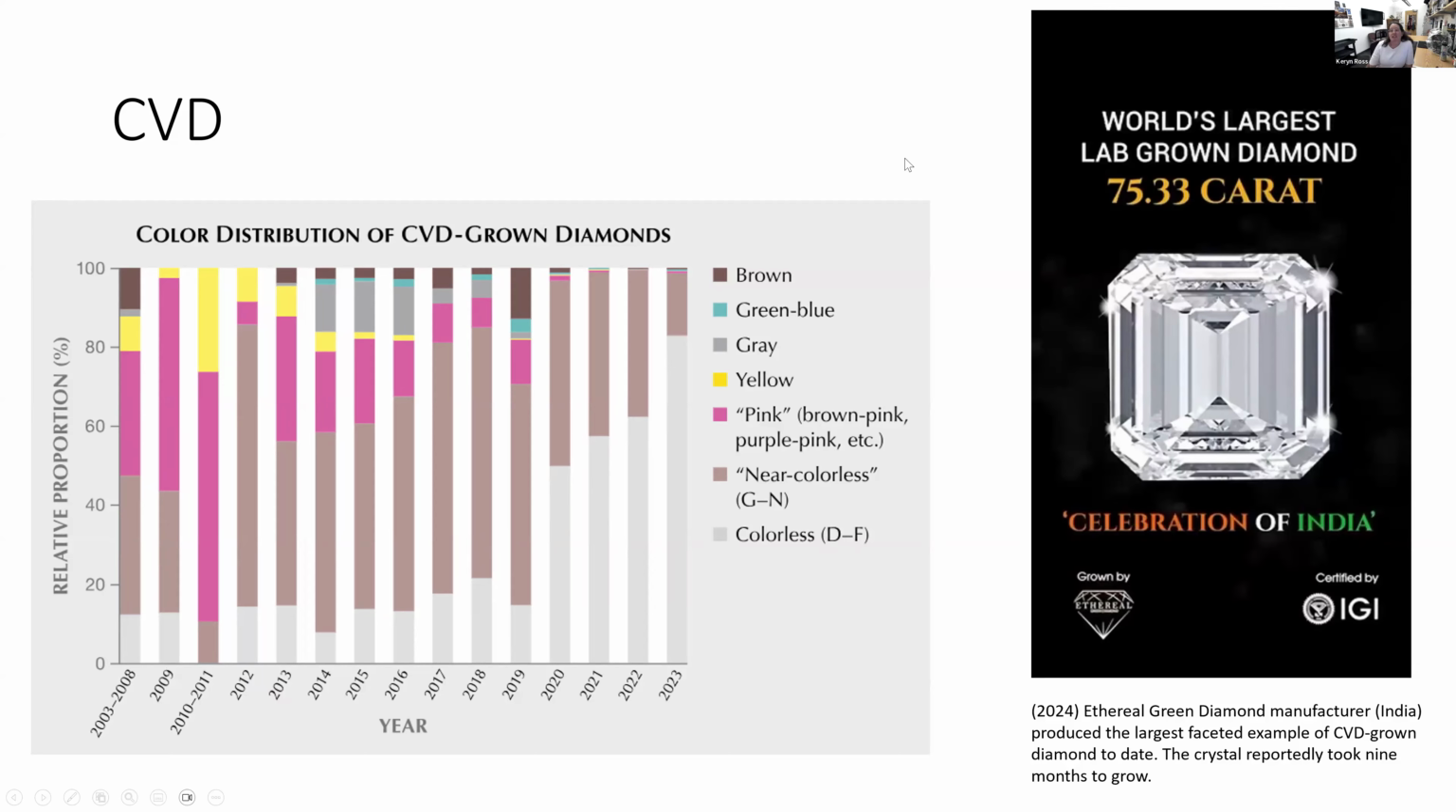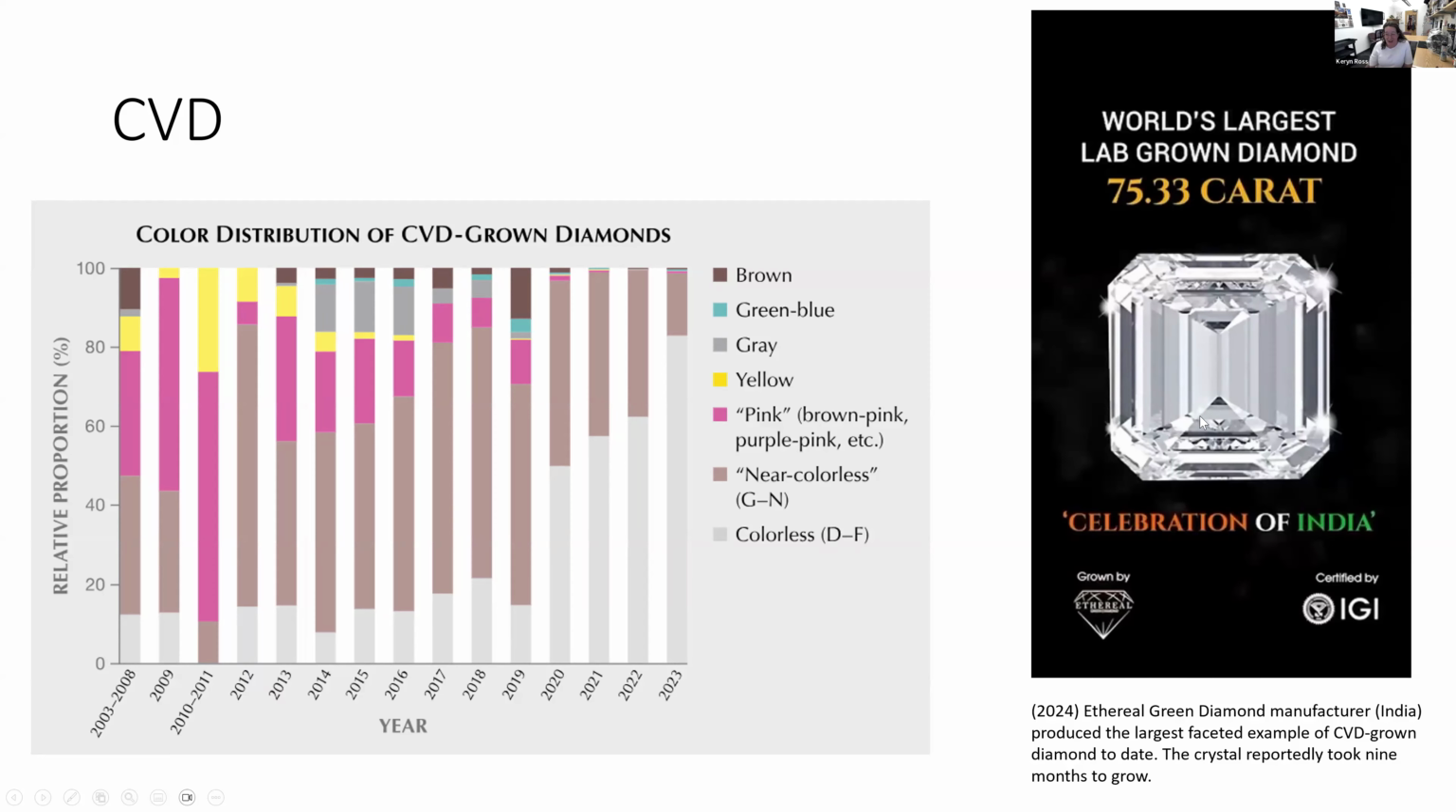The world's largest lab-grown CVD diamond is 75.33 carats. And it hasn't been beat yet. This was back in 2024, but as I was looking yesterday, this hasn't been beat yet. And it's called the Celebration of India, and it was grown in India. So that's why they called it that. And it's gorgeous. It's absolutely beautiful.